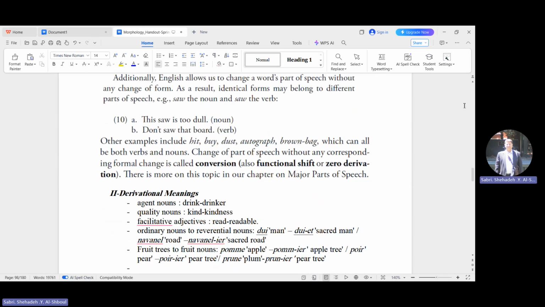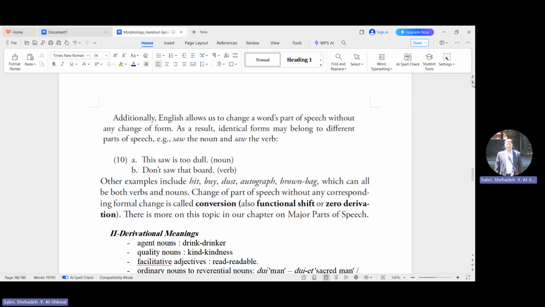So here, if you notice, we have a kind of derivation. English allows a change of the word's part of speech without any change sometimes. As a result, identical forms may belong to two different parts of speech, like the verb saw. So this saw is the tool, a noun, and the other is to saw the wood, which is a verb. Other examples like hit, buy, dot, autograph, brown bag can all be both verbs and nouns. So a change of the part of speech without any corresponding formal change is called conversion.